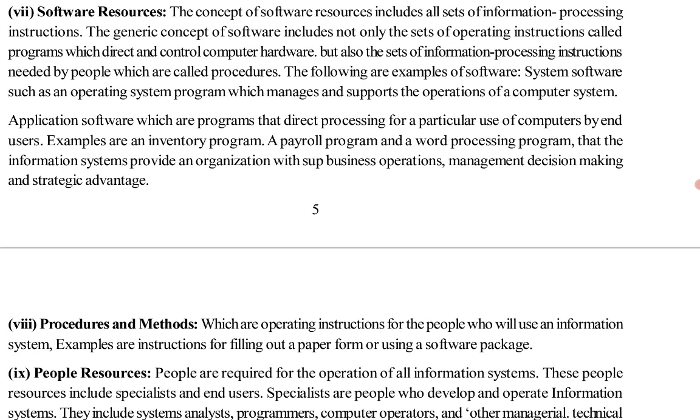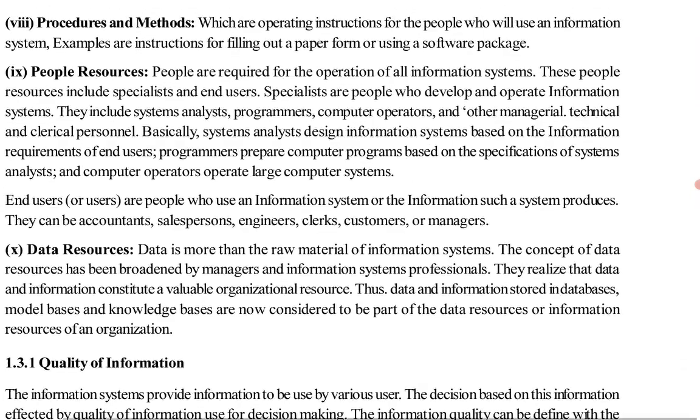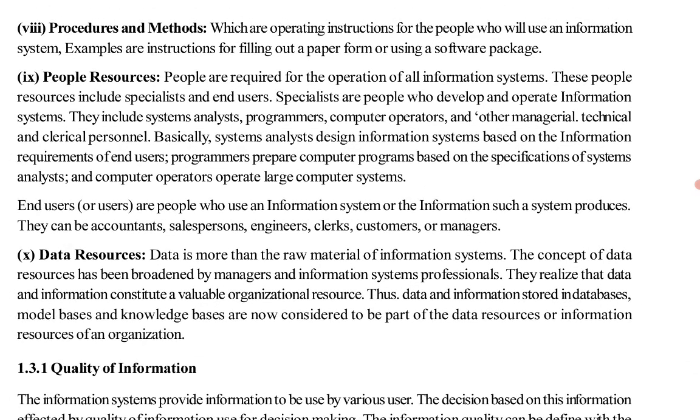Software resources means the concept of software resources includes all sets of information processing instructions. Generally, software resources means applications like online applications, web applications. Next, the eighth one is procedures and methods, which are operating instructions for the people who will use an information system. Examples are instructions for filling out a paper form or using software packages.